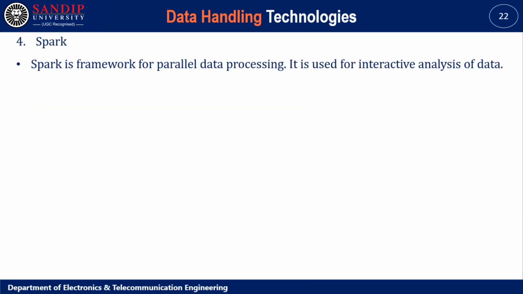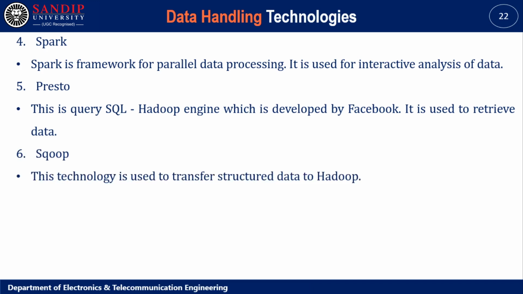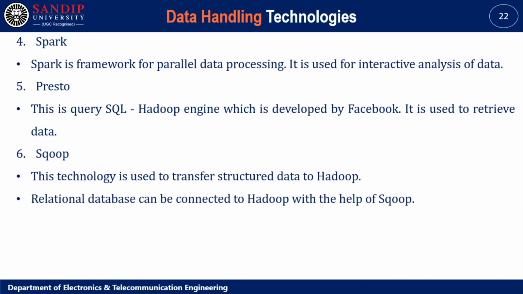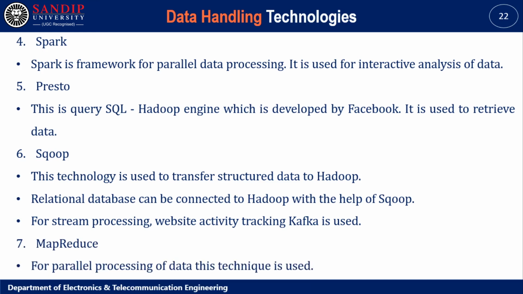Spark. Spark is a framework for parallel data processing. It is used for interactive analysis of the data. Presto. This is a SQL-on-Hadoop query engine which was developed by Facebook. It is used to retrieve the data. Sqoop. This technology is used to transfer structured data to Hadoop. Relational databases can be connected to Hadoop with the help of Sqoop. For stream processing and website activity tracking, Kafka is used. MapReduce. For parallel processing of data, this technique is used.